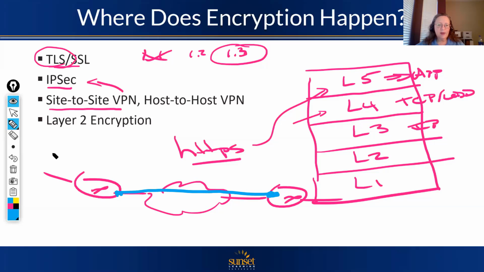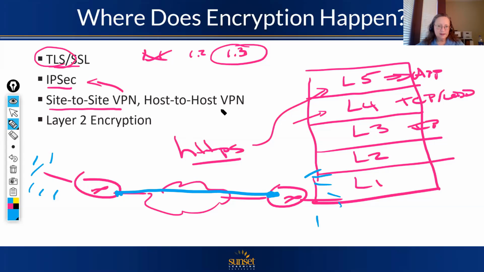Why? Because then it doesn't matter which PC for which person is talking to which business application at wherever in headquarters. Everything can flow over this tunnel, this IPsec tunnel. So it's a device-to-device tunnel that will allow all sorts of conversations to go over it. Site-to-site VPNs, that's that kind of thing.